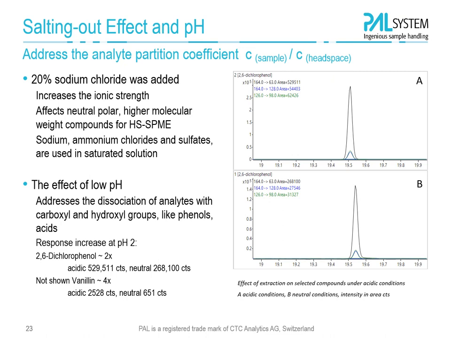In a similar way, the pH addresses the dissociation of analytes. At low pH, analytes with carboxyl or hydroxyl groups like acids or phenols are detected with better response. In this experiment, we used a pH 2 and we achieved a 2-fold increase for dichlorophenol and about a 4-fold response increase for vanillin.